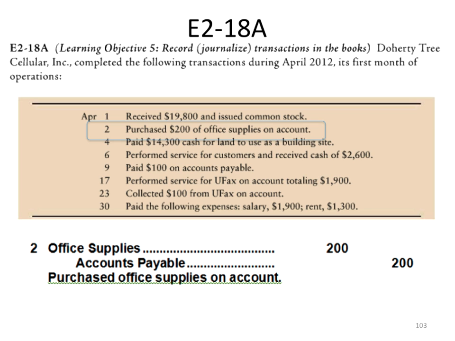I guess I'm over here to you now. Okay. So the next one's April 4th. We paid $14,300 cash for land to use as a building site. So what's one account that's involved there? Cash. Increasing or decreasing? Decreasing, correct. And what kind of account is cash? An asset. So to decrease an asset, what do we do?